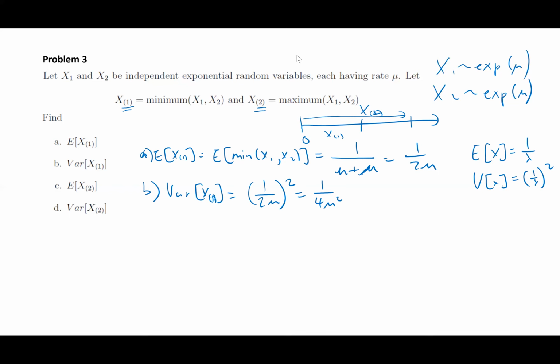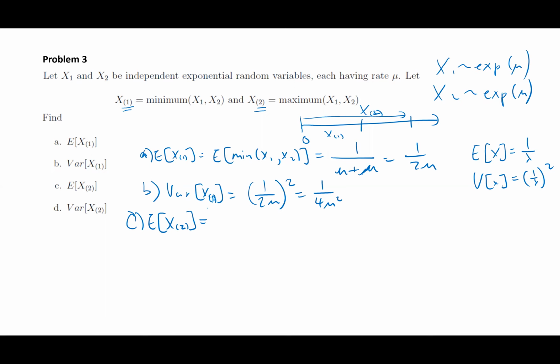And now let's go on to part C, which is a little bit more complex. For part C, we want the expected value of the maximum of these two, X1 and X2. There are many ways to solve this. I can just integrate and get an answer directly. I can use some of the derivations I showed in class, but I'm going to try a different approach here.